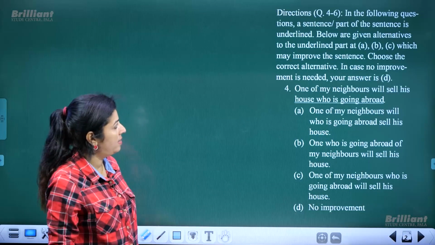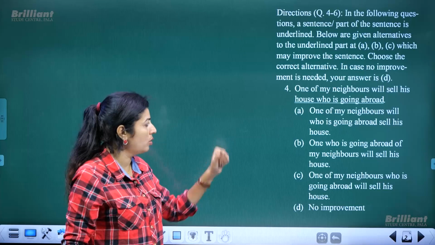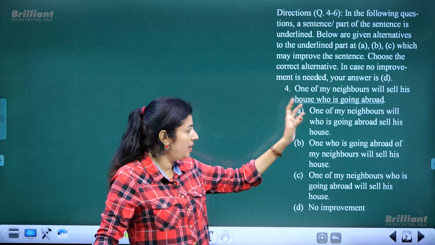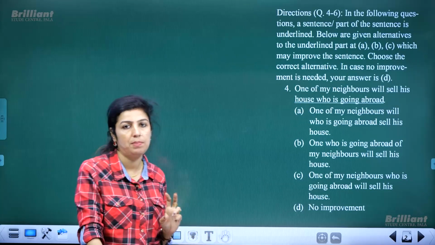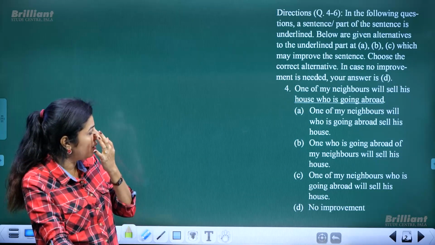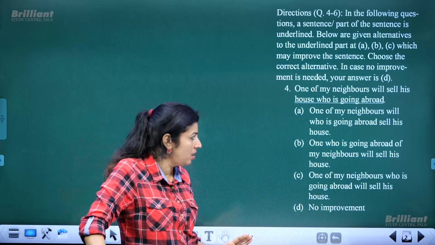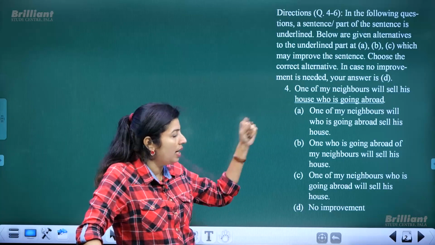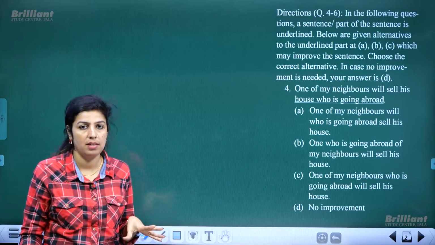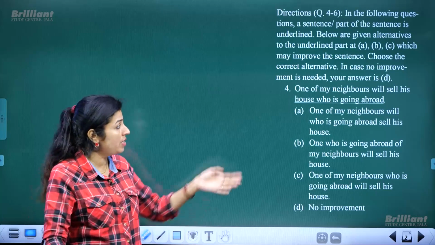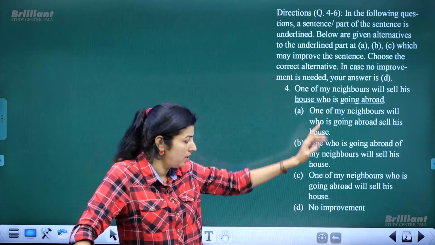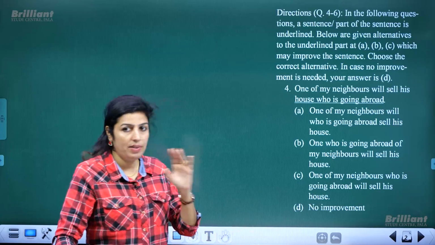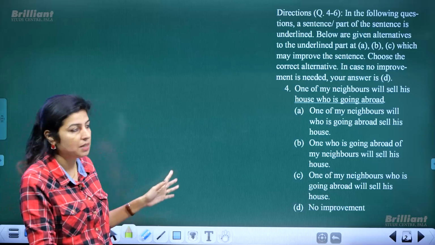Now, next question, fourth question. Here also, whatever is underlined, a statement is given and a part of the statement has been underlined. Okay, and from the given options, choose the option with which you can substitute the underlined part to make it a correct sentence if it is needed, or else if the statement is already correct, that means choose the last option, no improvement. Okay, so anyways, let us read the statement first.